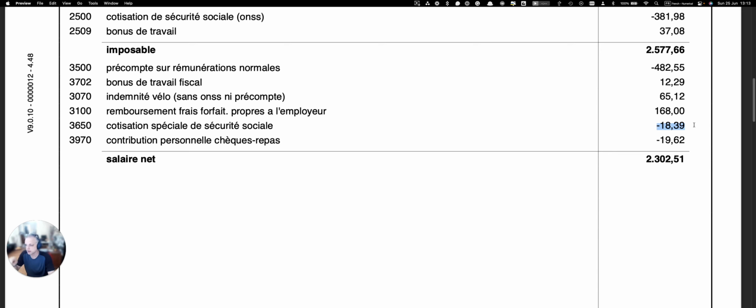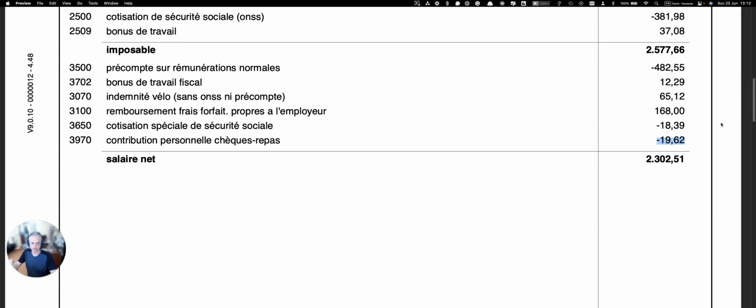Yeah. So here you can see that the personal contribution to your meal vouchers is 19.62, which is 1.09 multiplied by 18, and 18 being the number of days you have worked during the month. Yeah? So this is deducted from your salary because it's your own contribution to your meal vouchers.